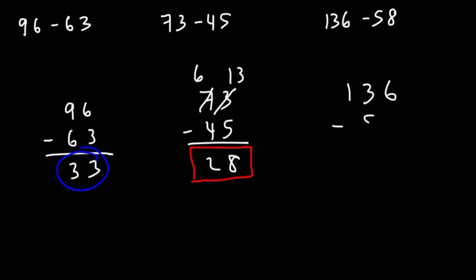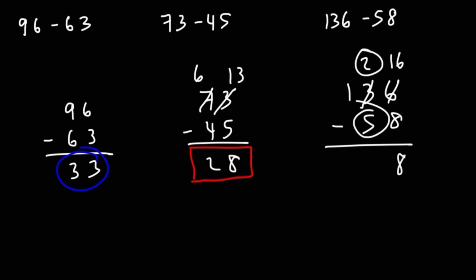Now let's move on to the next one. 136 minus 58. So once again, we need to borrow a 1 from the 3. This becomes a 2. The reason for that is 6 minus 8 is negative, so we need to borrow a 1. Thus the 6 becomes a 16. Now we can subtract 16 by 8, which will give us 8. And we can't subtract 2 by 5 because that's going to give us a negative number. So we need to borrow a 1. That becomes 0. This becomes 12. 12 minus 5 is 7. So 136 minus 58 is 78. Thus, that's how you can subtract large numbers. And now you know how to borrow a 1 when needed.